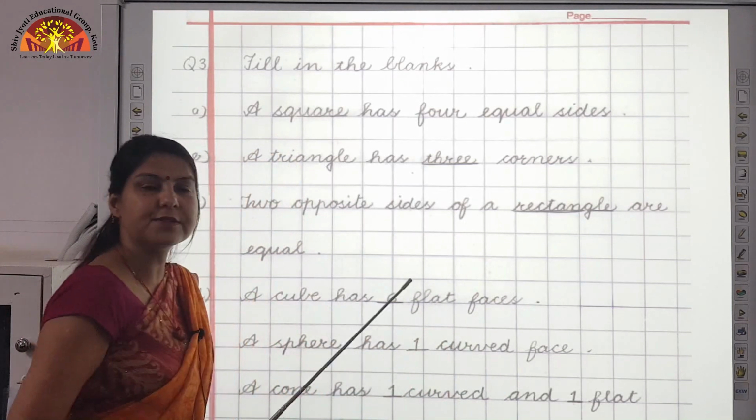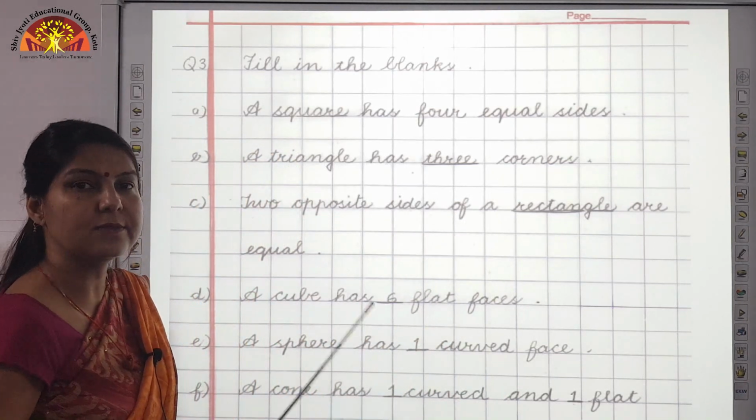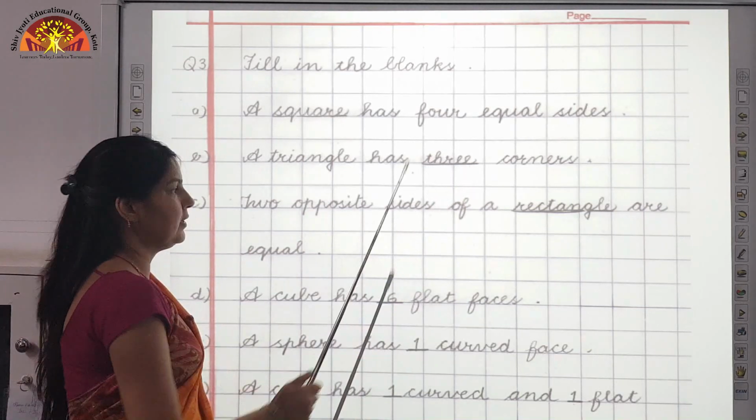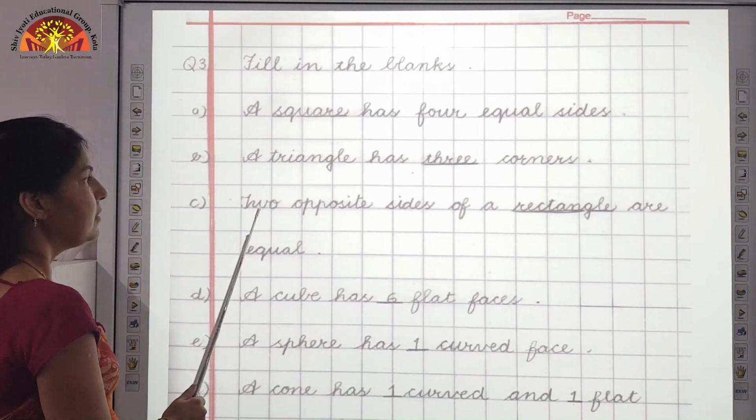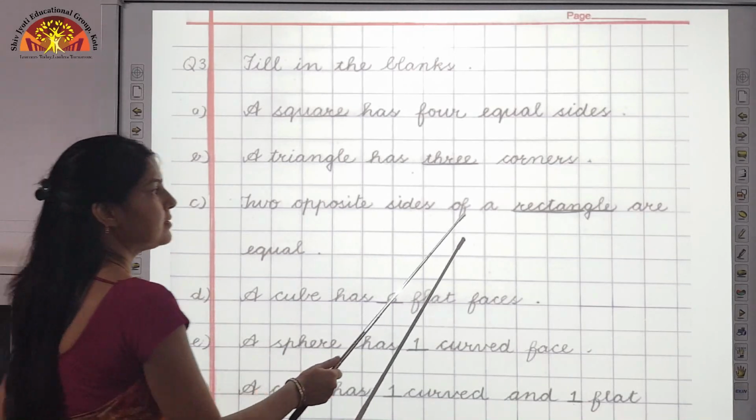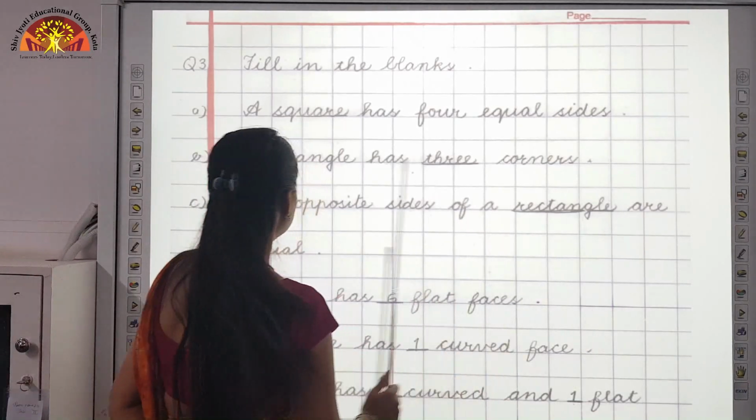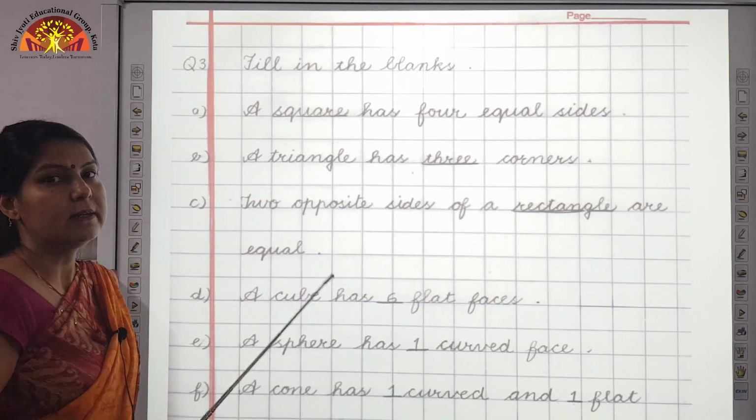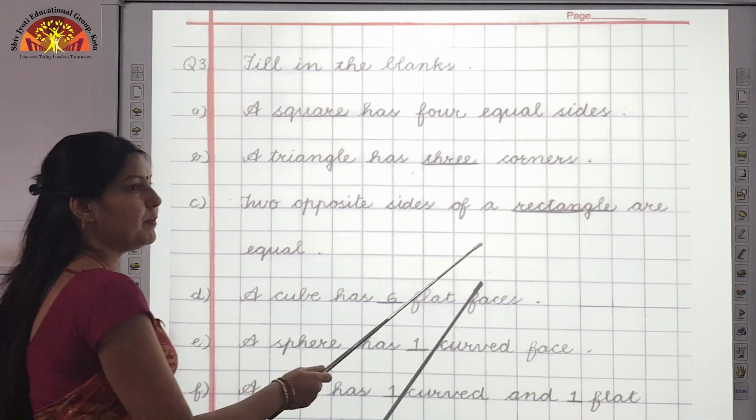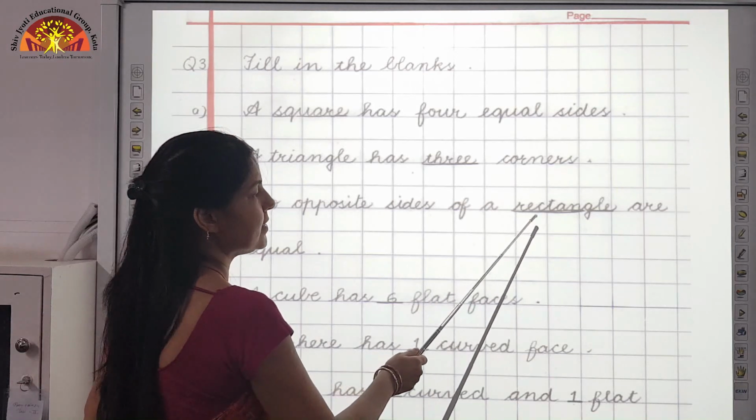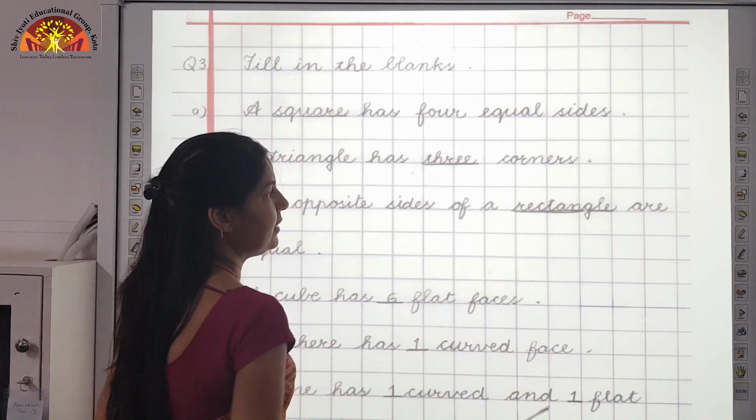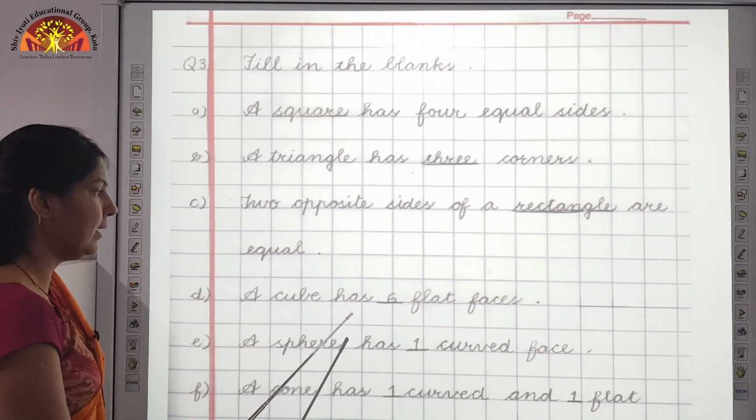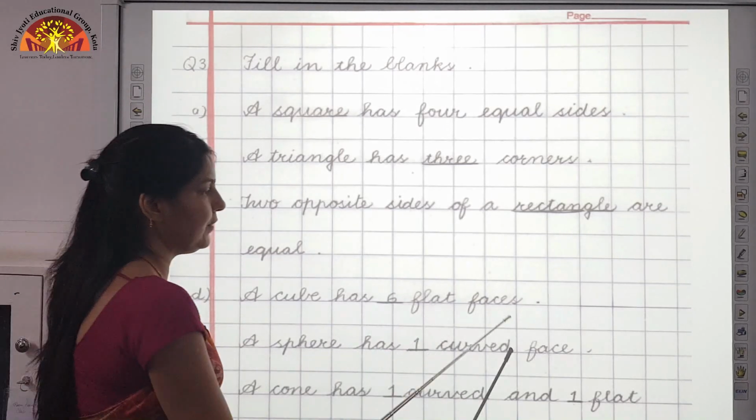Now number B, a triangle has dash corners. How many corners does a triangle have? Triangle has 3 corners. T-H-R-E-E, 3. Now C, 2 opposite sides of a dash are equal. Which shape has 2 opposite sides equal? Rectangle. So what is the spelling of rectangle? R-E-C-T-A-N-G-L-E, rectangle.